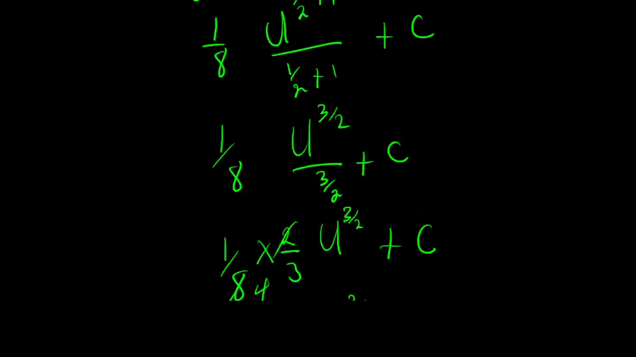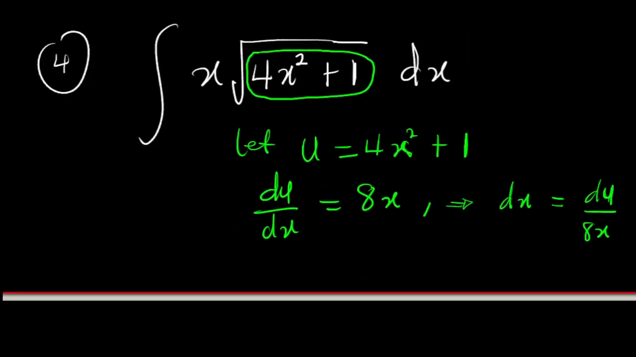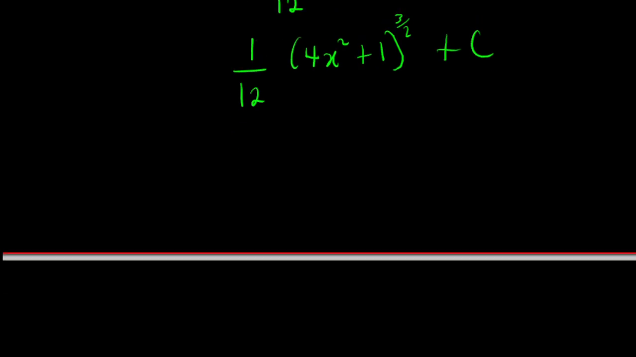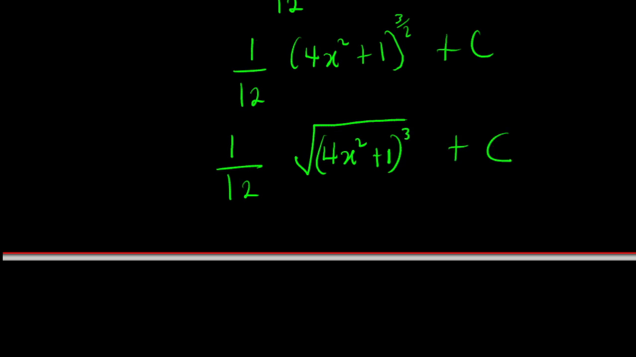But what is u? u is 4x² + 1. So the answer is 1/12 times (4x² + 1) raised to power 3/2 plus c. And you can also write it as the square root of 4x² + 1, raised to power 3, plus c. You can see that.